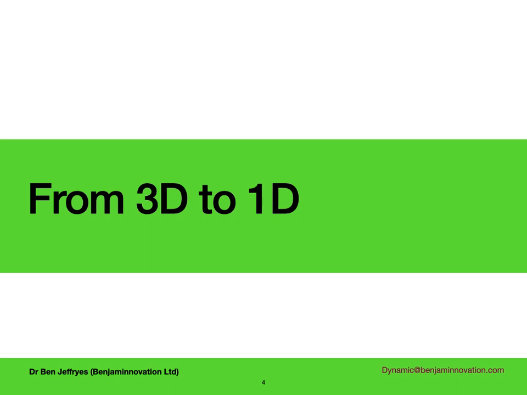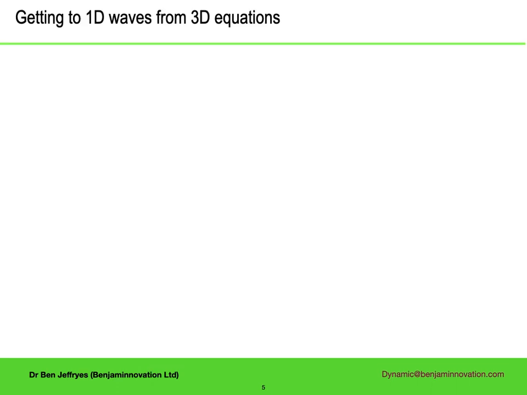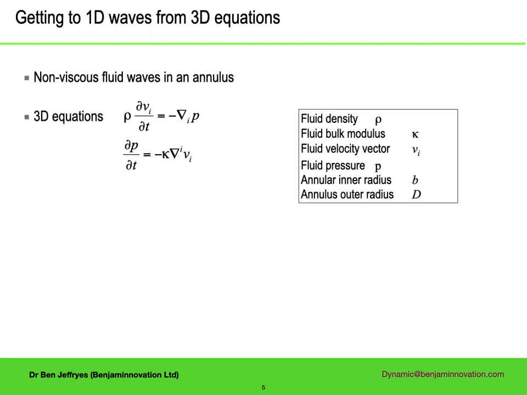Firstly, let's see how to integrate the equations to get from 3 dimensions to 1. This is an example of how to arrive at one-dimensional acoustic equations when the borehole radius is small compared to a wavelength, for the particular case of a non-viscous fluid in an axisymmetric annulus. These are the full partial differential equations describing the fluid and pressure dynamics. The fluid acceleration is proportional to the pressure gradient, and the rate of change of pressure is proportional to the divergence of the fluid velocity.